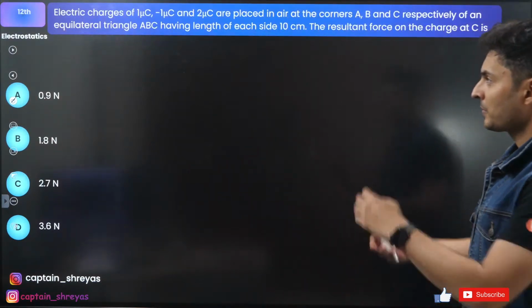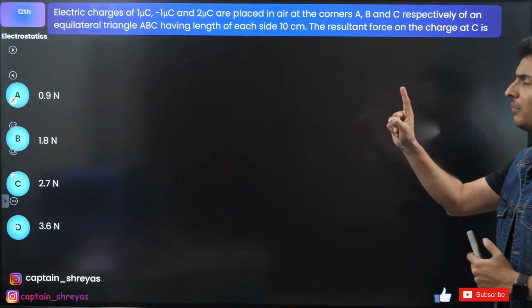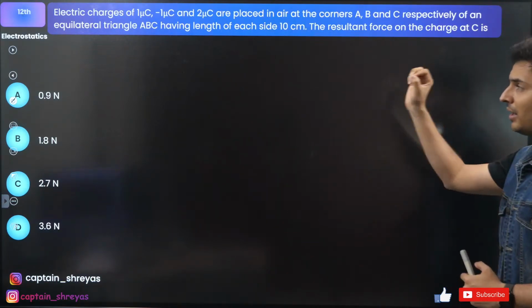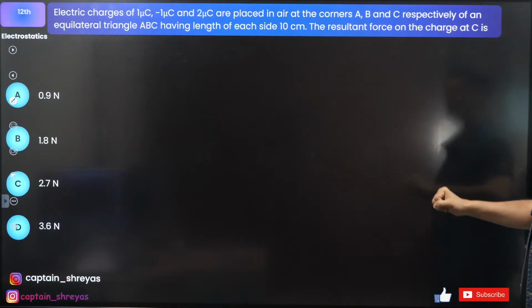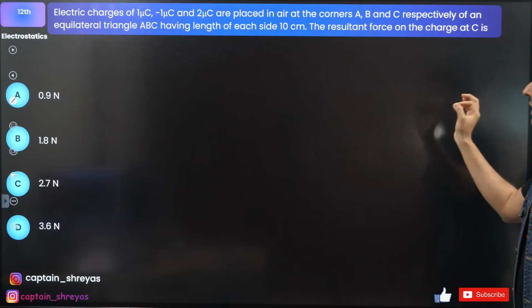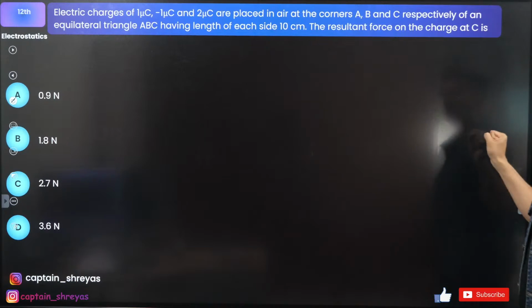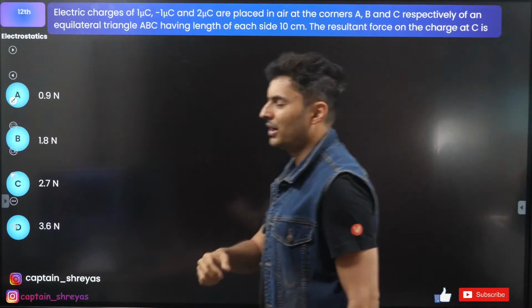And here it is. Three charges are there: 1 micro, -1 micro and 2 micro. They are put in air, so a vacuum-like medium. ABC are the vertices of an equilateral triangle. Side length is also given. What is the net force at point C?